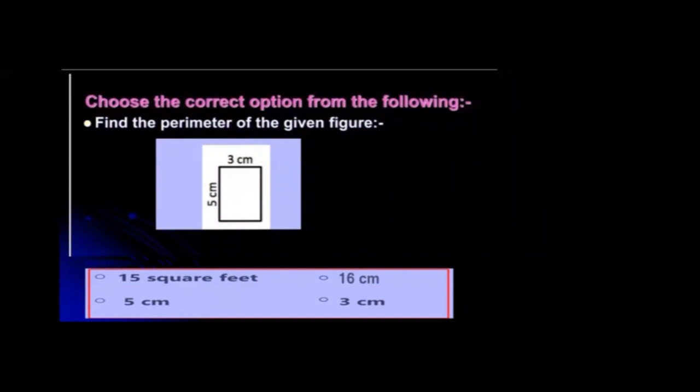What is given? I will read. Choose the correct option from the following. Find the perimeter of the given figure. Yes, very good. Here you can see 4 options are given, and you have to find out the perimeter. Observe the figure carefully, children. Calculate the answer and tell me what is the perimeter of this rectangle where length is 5 centimeter and breadth is 3 centimeter.